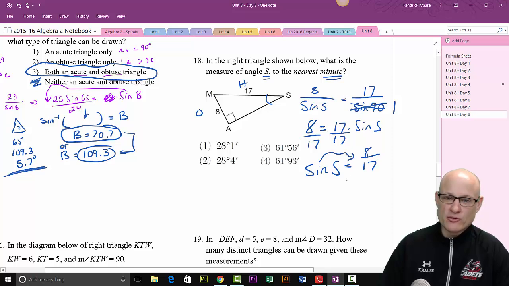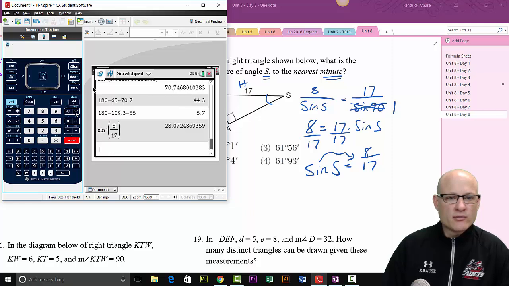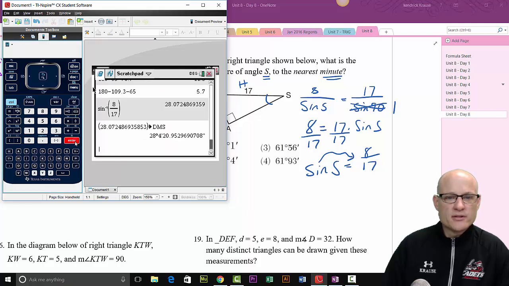So I'm just going to go to my calculator. We'll do inverse sine of 8 divided by 17. Enter, and then we'll DMS it. And it's 28 degrees, 4 minutes, 20 seconds. Done.